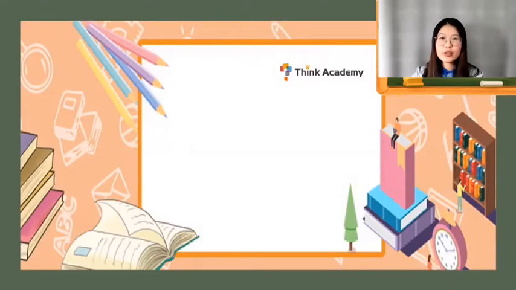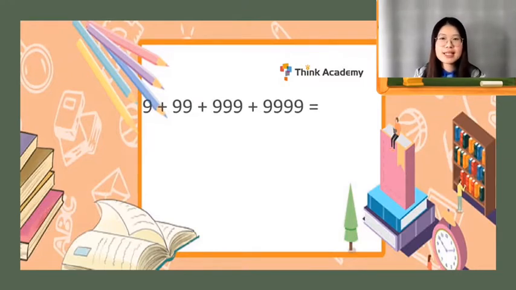I'm Crystal. Here we want to solve the equation 9 plus 99 plus 999 plus 9,999. Maybe I can add 9 to 99 and then use the result to add 999 and so on. Yes, I can, but it's too slow. Let me check the numbers again. Oh, there are too many nines.